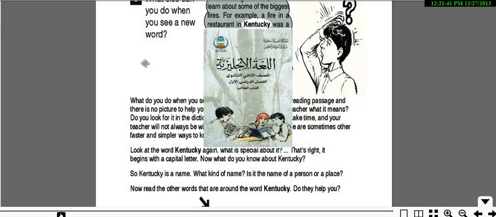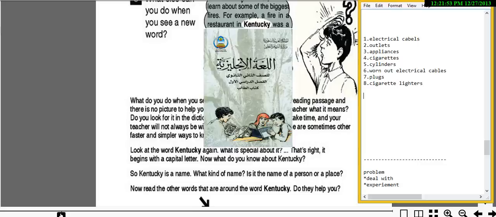Let's see. Look at the word Kentucky again. What is special about it? Well, yeah, it has a large letter to start with. For example, it's Kentucky, not kentucky. So as you can notice, there is a large letter here, and what does that mean? Well, it means it's a proper noun, which means everybody knows about it. So yeah, now you got it. That's right. It begins with a capital letter.